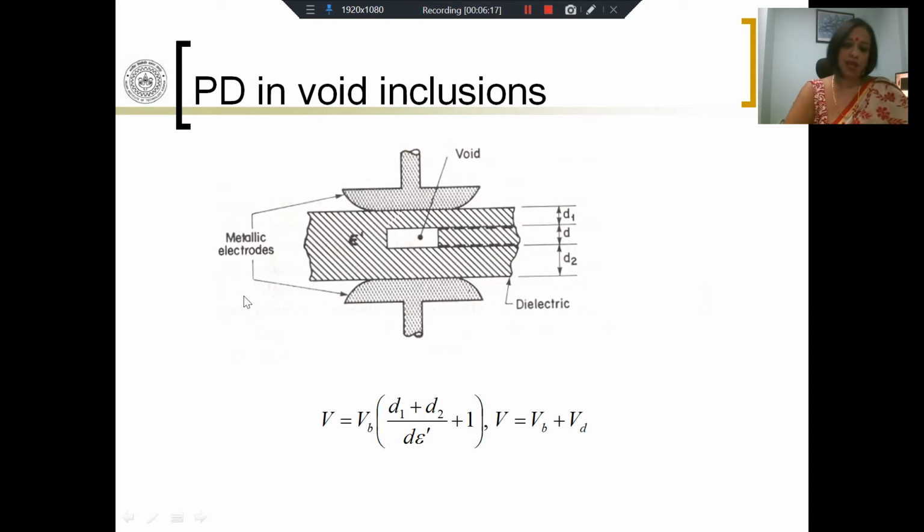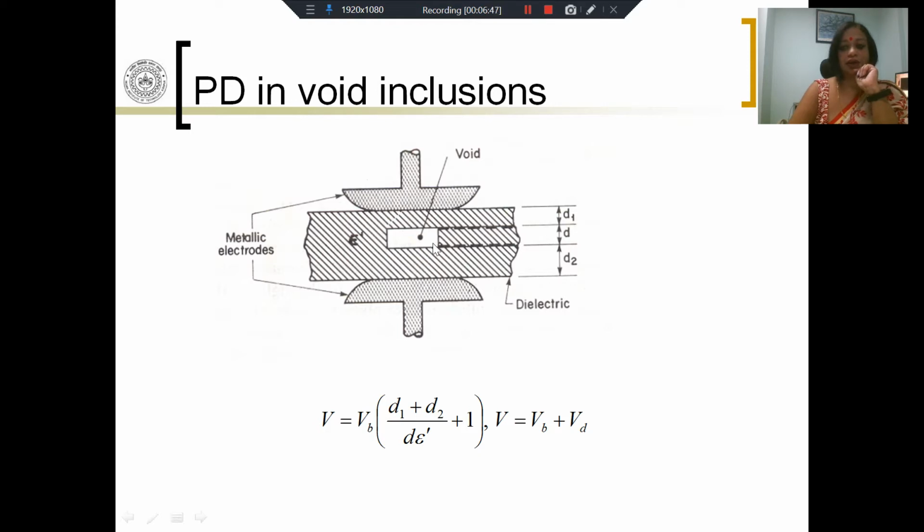So let us try and understand how PD develops inside voids and solid materials. Here I have two metal electrodes, and sandwiched between the two metal electrodes, I have a rectangular solid material. Inside the solid material, I have a void. For simplicity of understanding how PD develops, I have considered a rectangular void. Of course, most voids will not be rectangular, but no matter. This is just for the sake of understanding.